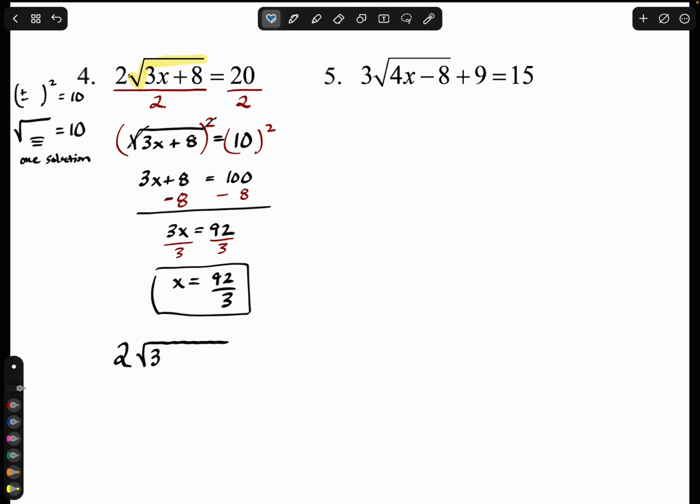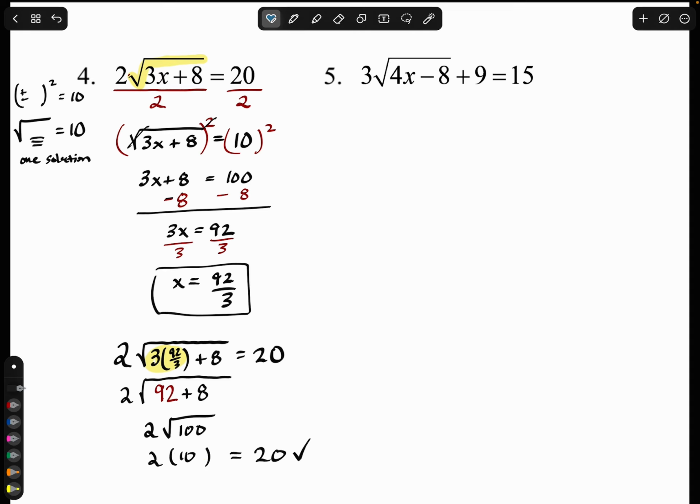If I plug it in, 2 times the square root of 3 times 92/3 plus 8, does it equal 20? Well, this part here, if I multiply 92 by 3 and then divide it by 3, it's going to leave me with 92. So I have 2 times the square root of 92 plus 8, which is the same as saying 2 times the square root of 100, which is 2 times 10, which does give us 20. So we know that that is correct. So our answer for number 4 should have been 92/3.